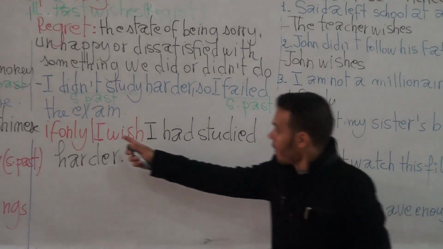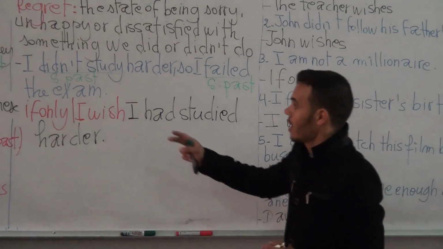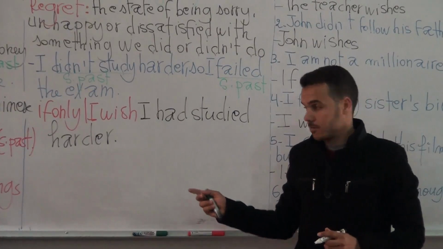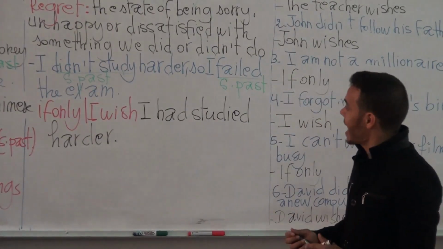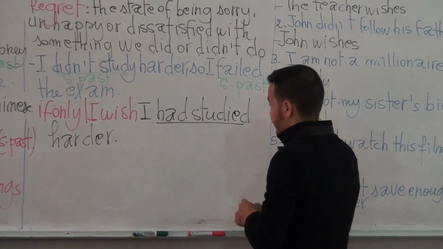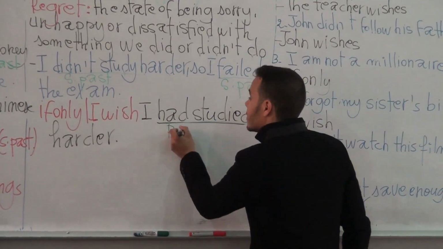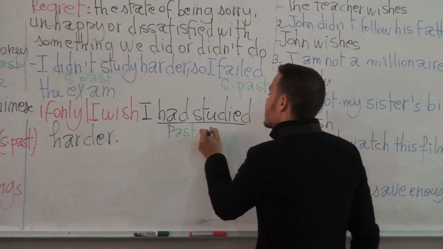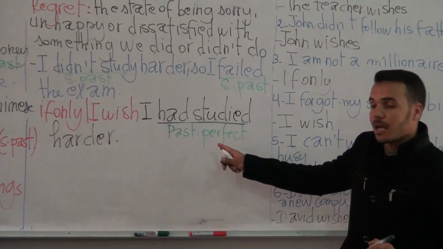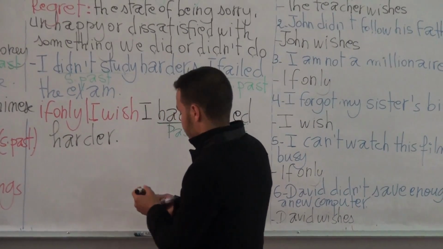So, if only or I wish I had studied harder. I am regretting here not having studied harder. Right? I wish or if only I had studied harder. So, the verb here is conjugated in the past perfect. Right? So here, simple past becomes the past perfect. Let's see another example.